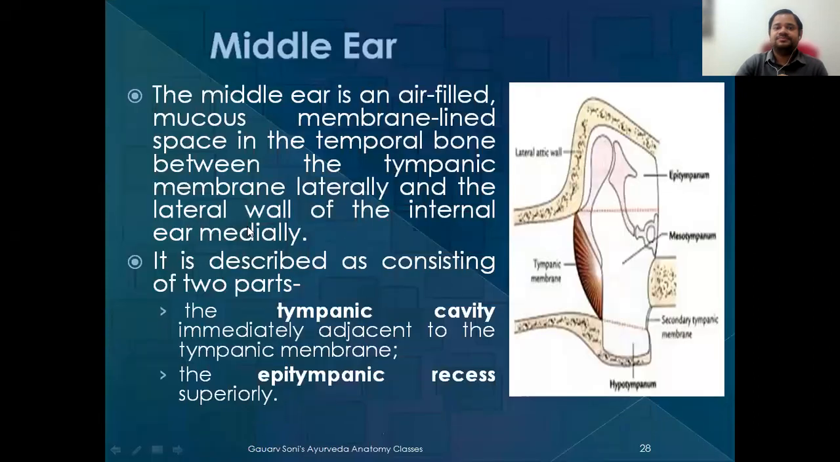Let's start the topic. The middle ear is actually an air-filled, mucous membrane-lined space in the temporal bone, between the tympanic membrane laterally and the lateral wall of the internal ear medially. It is described as consisting of mostly two parts. One is the tympanic cavity, and the other one is the epitympanic recess. The tympanic cavity is the part which is just adjacent to the tympanic membrane. Whatever part is just adjacent to it will be called the tympanic cavity, and the part above the tympanic membrane will be called the epitympanum.